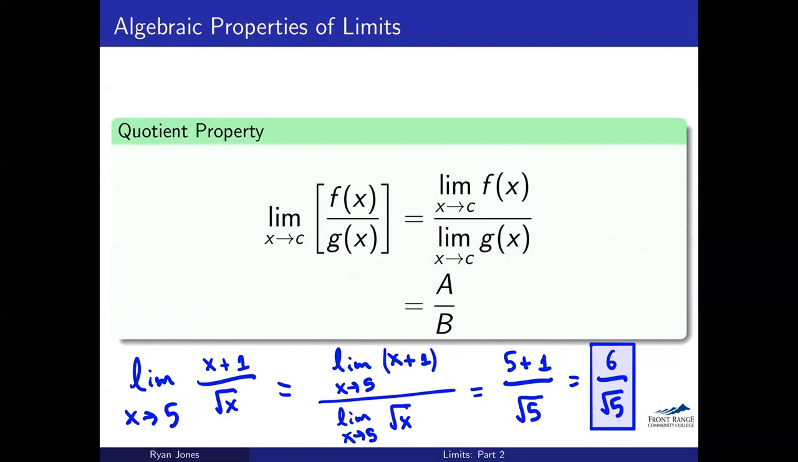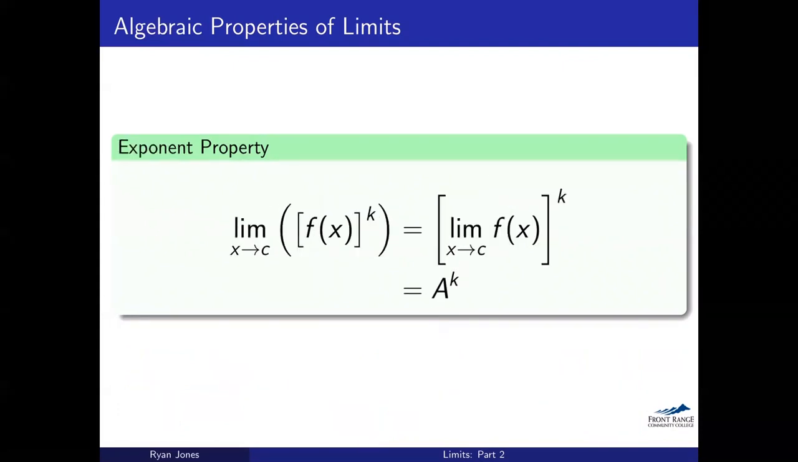And the last limit property that we'll see is the exponent property. Again, one that probably seems like you can't really do it, but you are allowed to. If you have a function and it's being raised to a power, you can pull that power out and take the power of the entire limit. I'll do this with an example. Let's say I had something like the limit as x approaches 3 of e to the 2x.